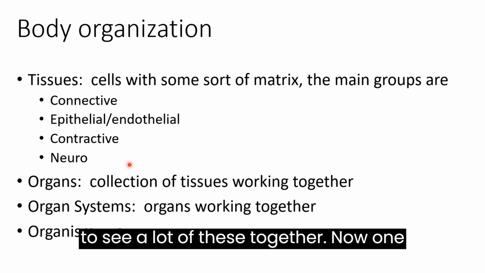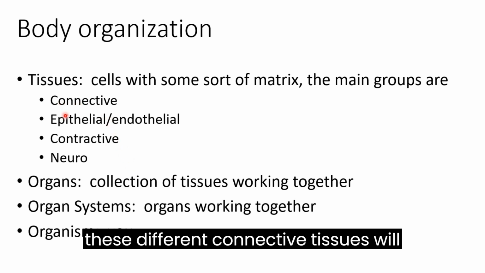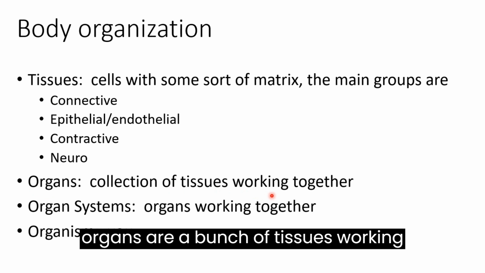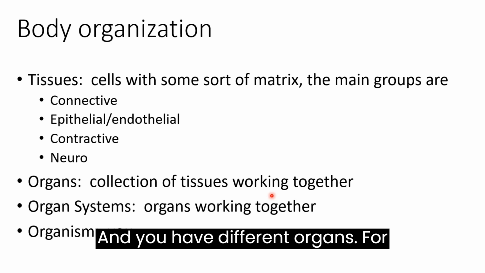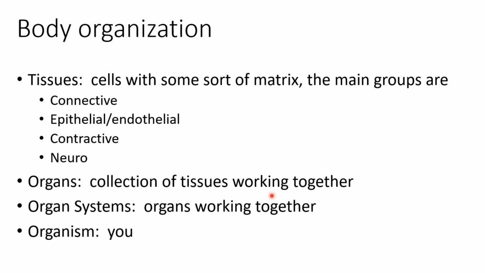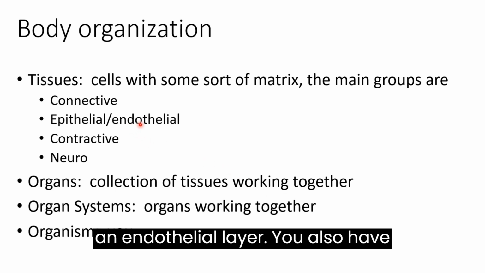And we are going to see a lot of these together. Now, one thing that happens a lot of times is these different tissues will come together to form organs. So the organs are a bunch of tissues working together for a particular function. And you have different organs. For instance, the heart is an organ, and you have different tissues in the heart. Lining the inside of the heart, you have an endothelial layer.